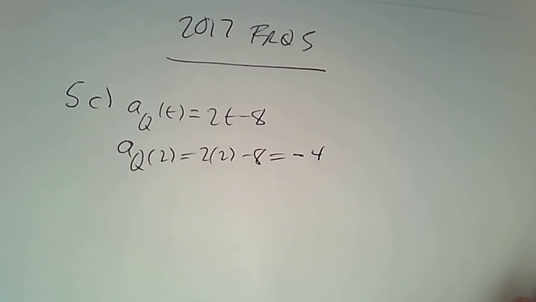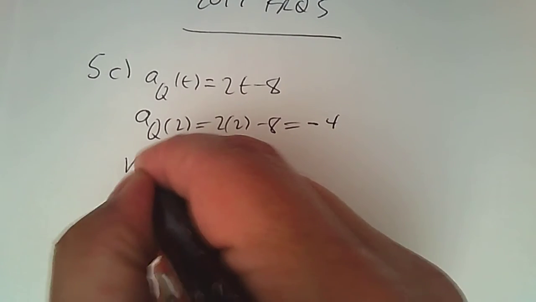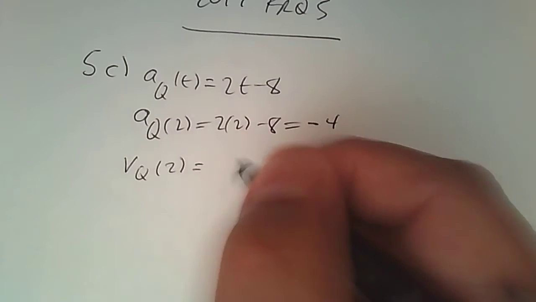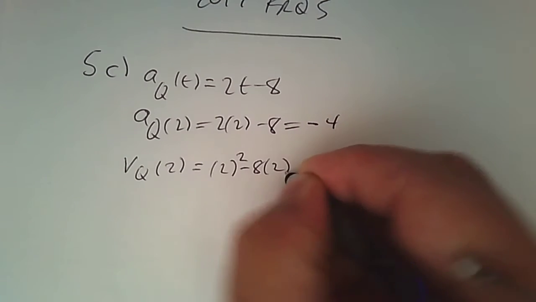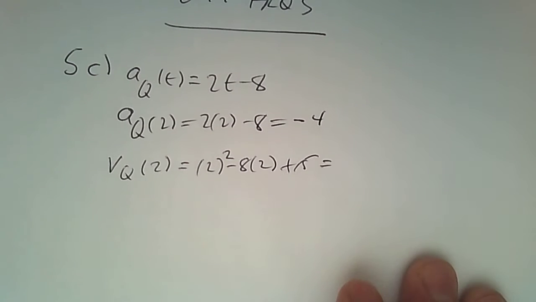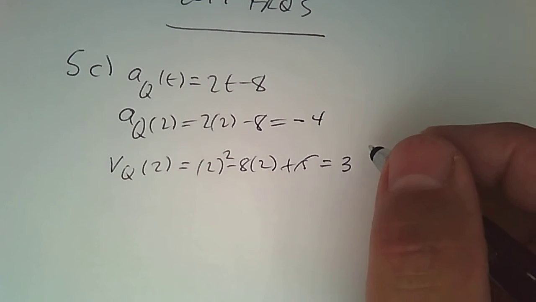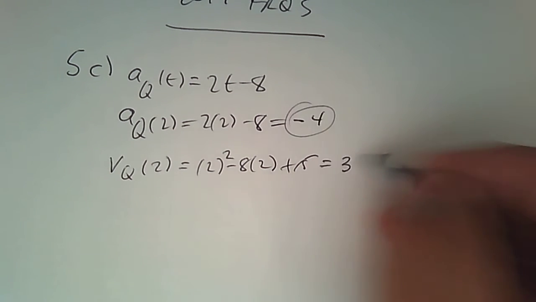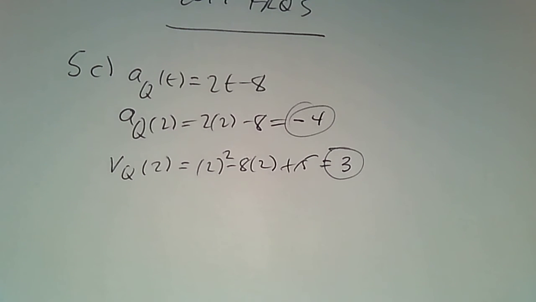Then it says, is the speed increasing or decreasing? Well, the speed is increasing or decreasing when the sign of the velocity and acceleration match. So I need to know what the velocity is at 2. If I look at the velocity at 2, you have 2 squared, subtract 8 times 2, plus 15. So that's 19, take away 16, that's 3. So notice the signs are different. So the speed is decreasing.